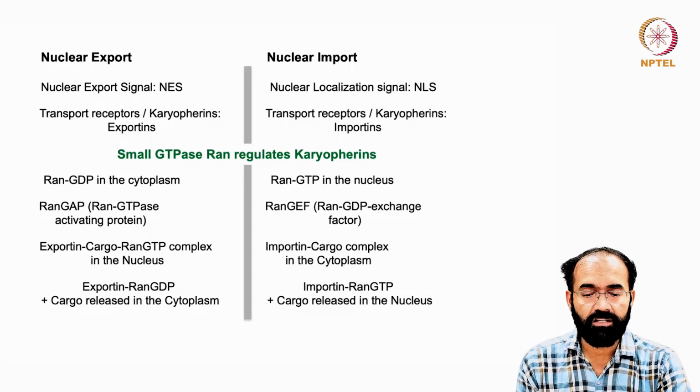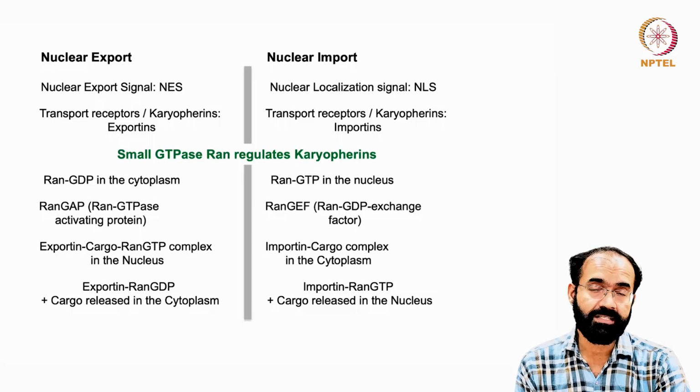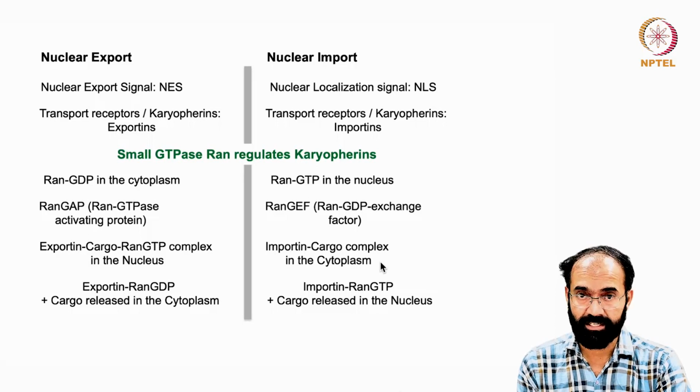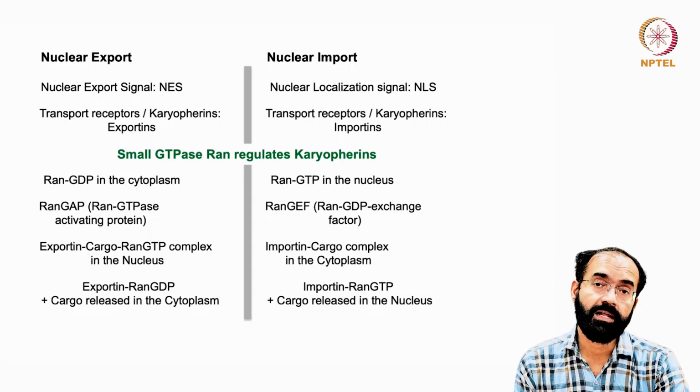So the importin cargo complex stays in the cytoplasm. Remember, earlier it was exportin in the nuclear export, now it is importin cargo. What is the cargo? The RNA which is present in the cytoplasm right now is the cargo. And importin Ran GTP plus cargo gets released in the nucleus.